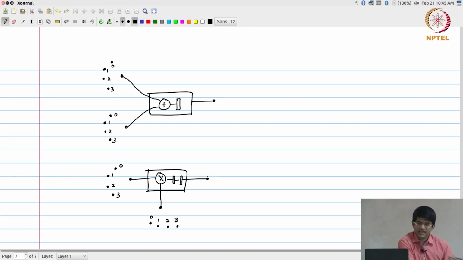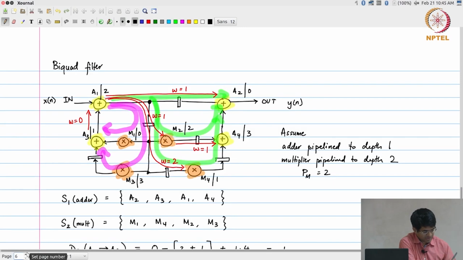Right, and once I have this architecture in place, all that I need to do is find out at phase 0 what is supposed to be computed on the adder. Let us go look at our schedule. At phase 0, A2 is going to be computed on the adder. Okay. Where are the inputs to A2 coming from?